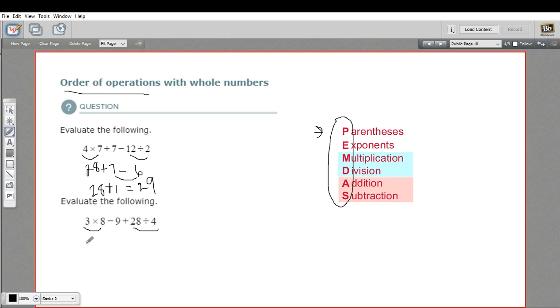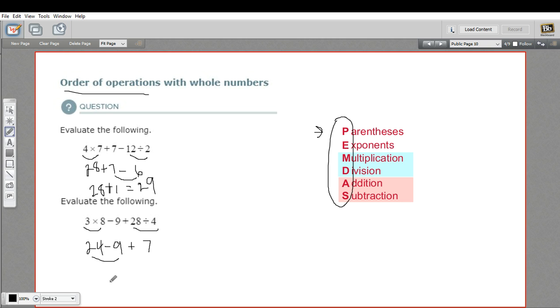So 3 times 8, that's 24. And 28 divided by 4 is 7. Let me write in the rest of this. I've got a minus, 9, and plus. And let's see, I'm going to do the subtraction first.